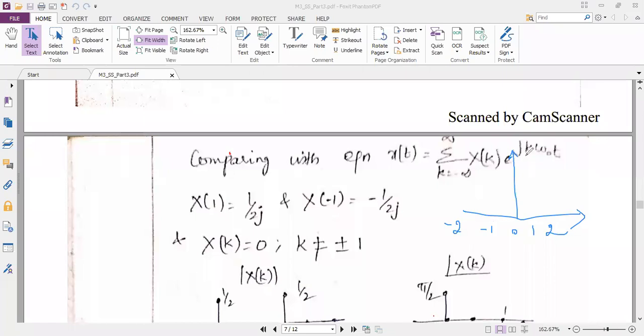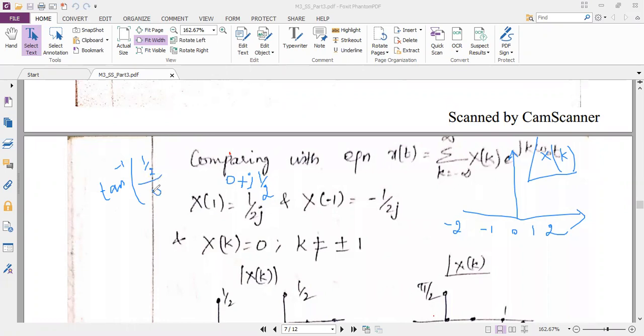angle of phase means angle. So angle of X of k. Now listen here. Here we have A plus jB. So in place of A we have 0, plus jB. That means j 1 by 2. As per the formula of phase, I know it is tan inverse B by A. So in place of B I have 1 by 2, the whole divided by 0.